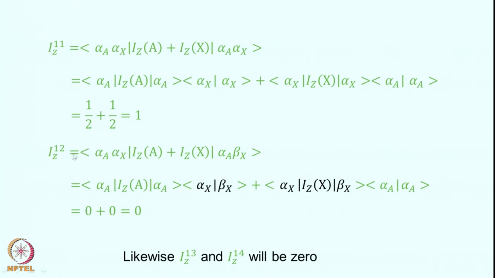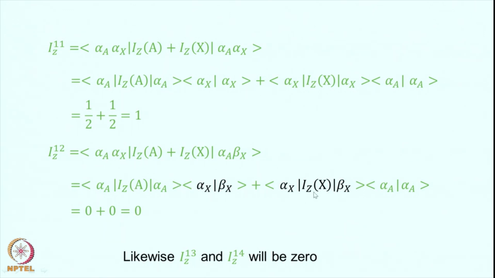Let us do for Iz12. Iz12 is alpha A, alpha X here, this Iz remains the same, and here I have the state number 2, which is alpha A, beta X. So I do the same as I did before. So I have here alpha A, IzA, alpha A, those states are taken, alpha states, and alpha X and beta X come out here, because the IzA operator does not operate on the X spin states. Therefore these alpha X, beta X come here.